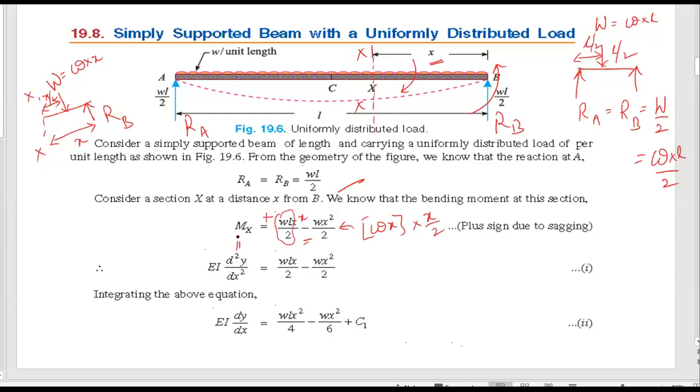Substituting for Mx, EI d square y by dx square is equal to small w L into x by 2 minus small w x square by 2. This is the first equation. Now integrating the first equation with x, we get dy by dx, and integrating x, we get x square by 2. Therefore, 2 into 2 gives 4. Next, the integral of x square gives x cube by 3. Therefore, 2 into 3 gives 6, so w x cube by 6, plus an integral constant C1.